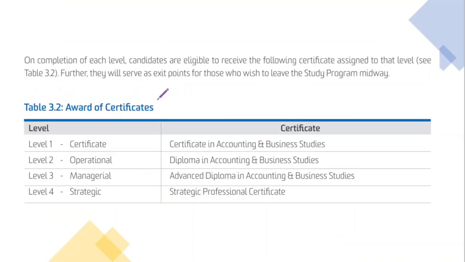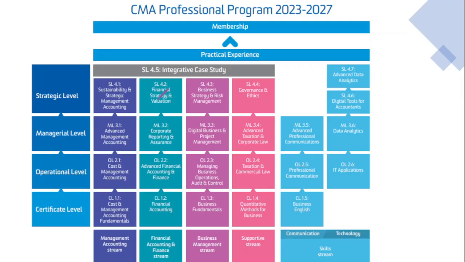Now, they have this interesting thing like the other qualifications where if you finish each level, at the end of each level, they give you a certain certification. So if you successfully complete level 1, you will be awarded the certificate in accounting and business studies. If you finish level 2, it will be considered as a diploma in accounting and business studies. If you finish level 3, it will be considered as the advanced diploma in accounting and business studies. If you successfully finish level 4, you get to carry the term strategic professional certificate. Now, this is the structure of the new syllabus.